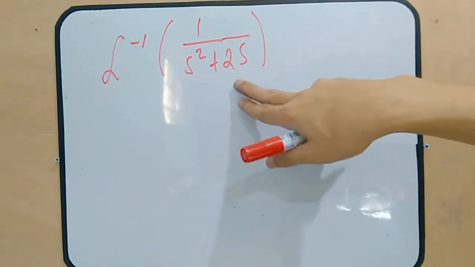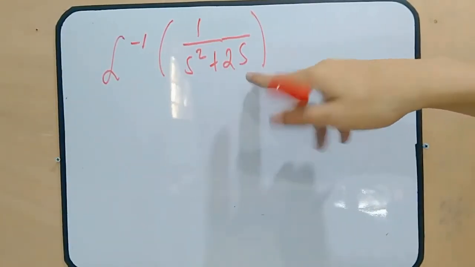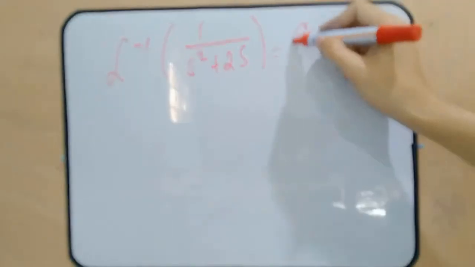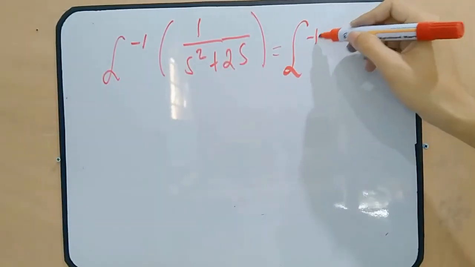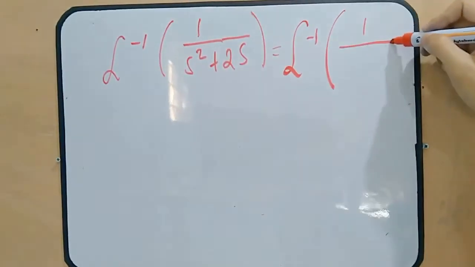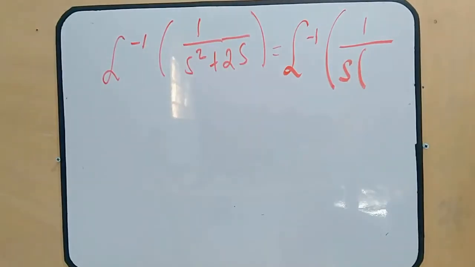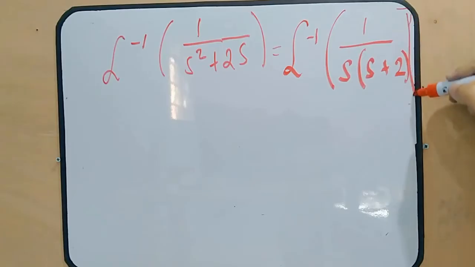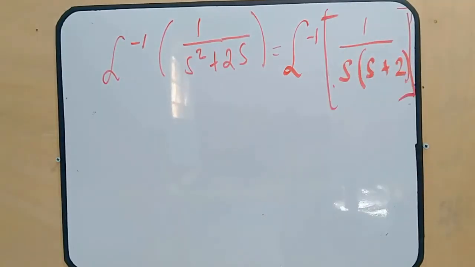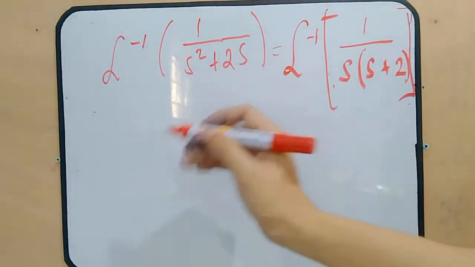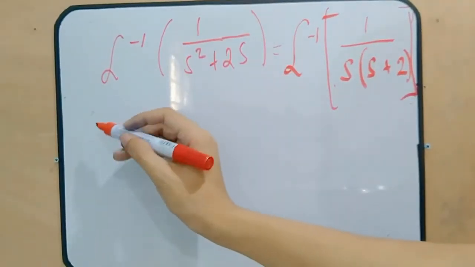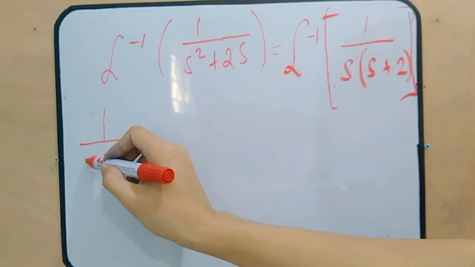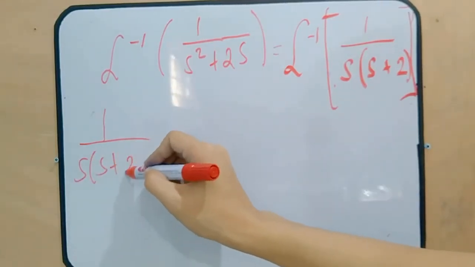So, here, simplify natin guys. I-factor out natin yung s here. So, this will become inverse Laplace transform of 1 all over s times s plus 2. So, finactor out natin siya guys. Ito guys, i-separate natin siya using partial fractions. So, 1 all over, so algebra tayo guys. So, 1 all over, this is s times s plus 2.